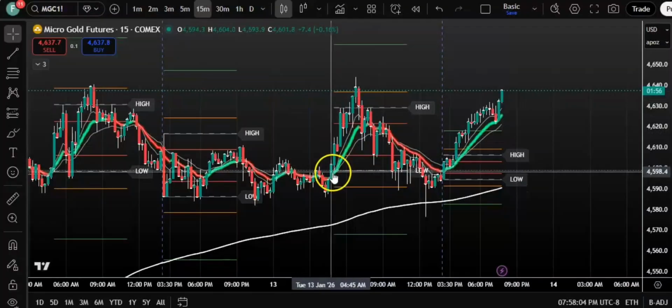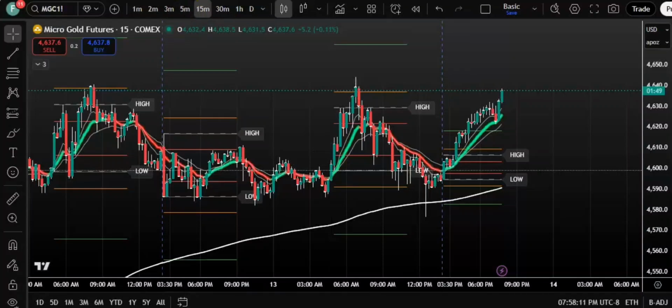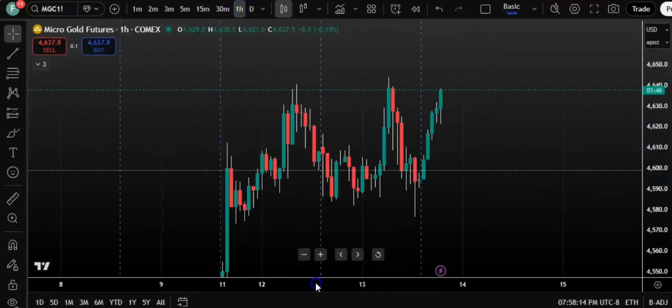I've seen some people taking the trade earlier, using the pips an hour earlier, which you guys can do as well. That one probably would have hit TP. Let me go on the 1 hour chart.